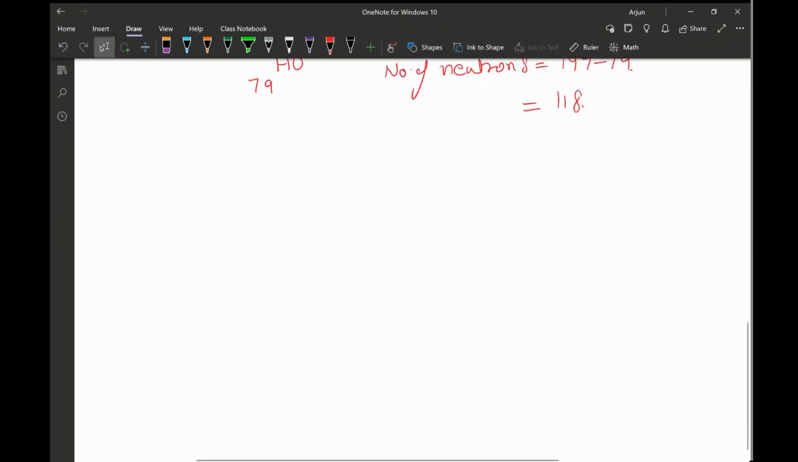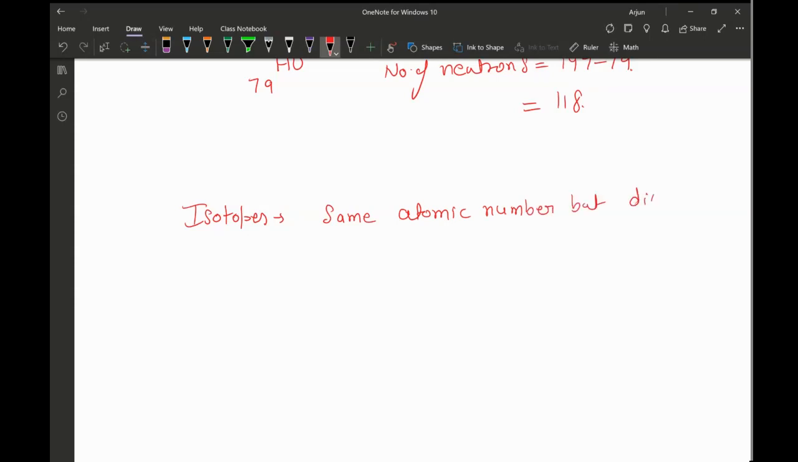Now, the next thing, isotopes. Isotopes means same atomic number, but different mass number.